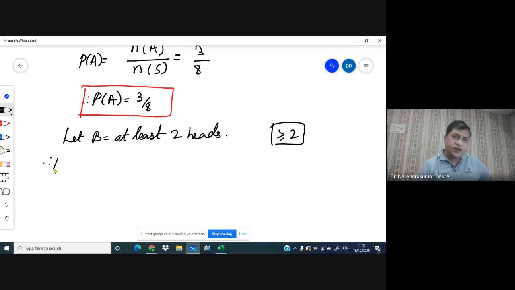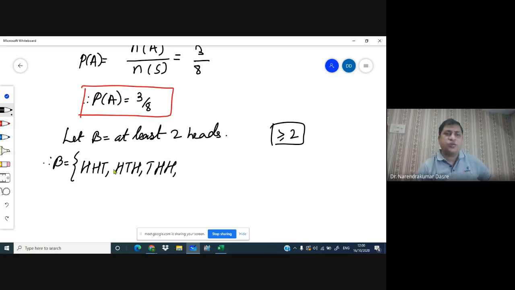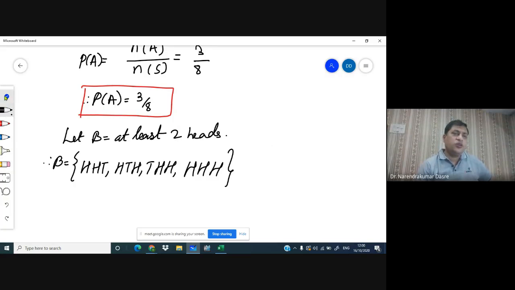So we can write the event B as, so at least 2 means first we have to find equal to 2 and then greater than 2. So we have H, H, T. See these observations, then H, T, H and T, H, H. So these are the observations when we have number of heads equal to 2 and then more than 2. What is the possibility more than 2? It is the only possibility that we will have of 3.